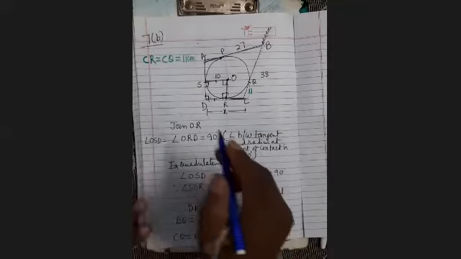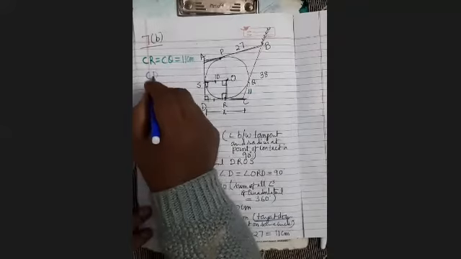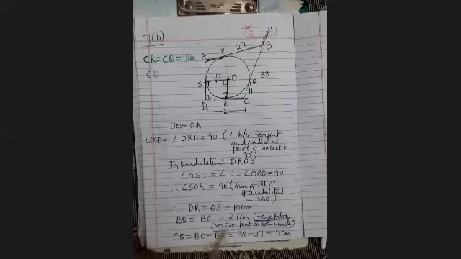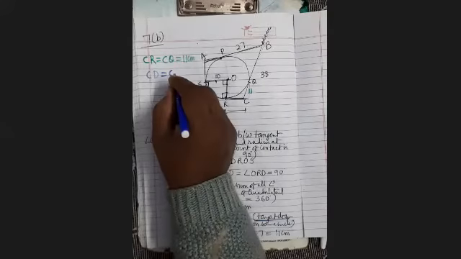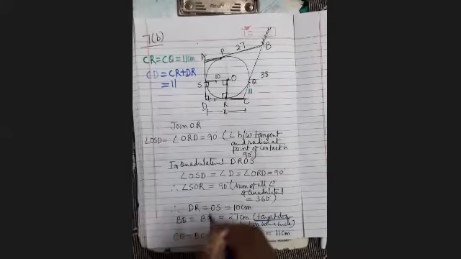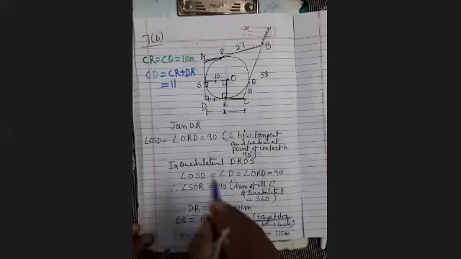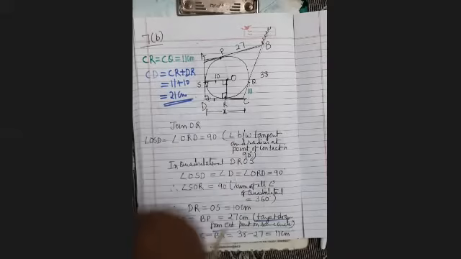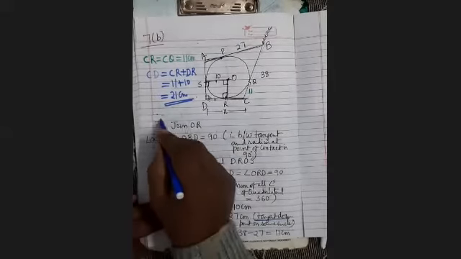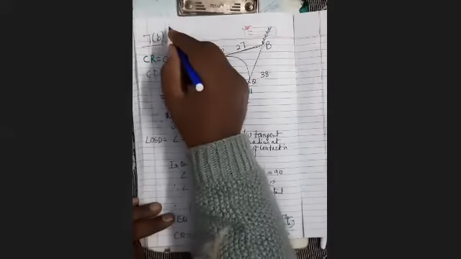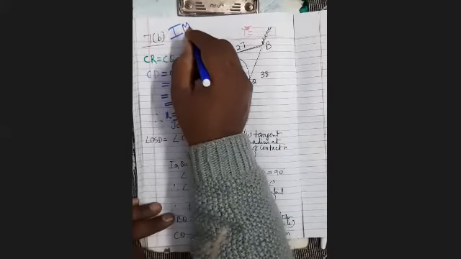is clear. So what will be CD will be equal to how much? It will be equal to CR plus DR. CR is 11 and DR is how much? 10. That is 21 centimeter. So therefore x equals to 21 centimeter. Now this question is important.